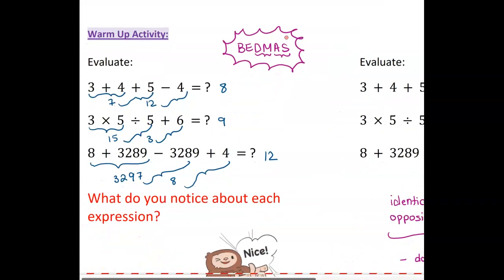Here we have an expression: 3 plus 4 plus 5 minus 4. If you did this following BEDMAS, you would do 3 plus 4, which is 7, plus 5, which is 12, plus minus 4, which is 8.